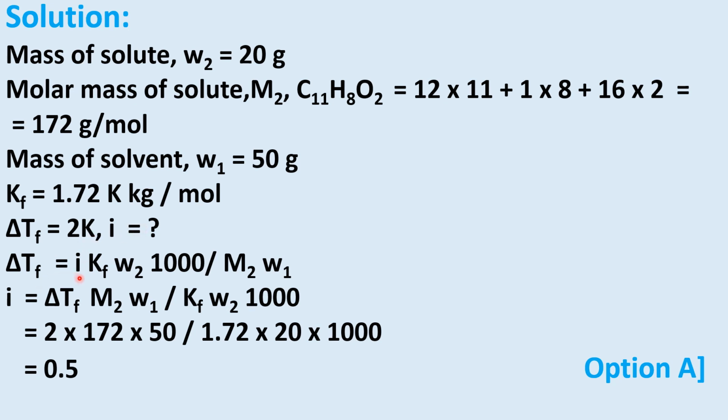Delta Tf is equal to i into Kf into W2 into 1000 divided by M2 W1. Therefore, i is equal to delta Tf into M2 into W1 divided by Kf W2 into 1000. Substitute the values and work out, you will get 0.5. Thus option A is correct.